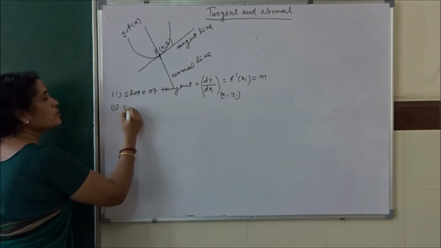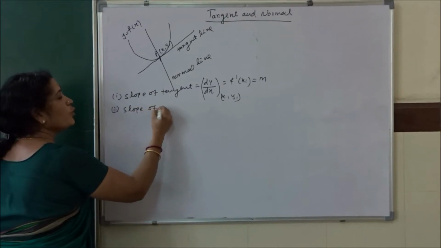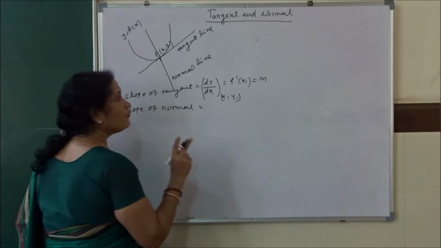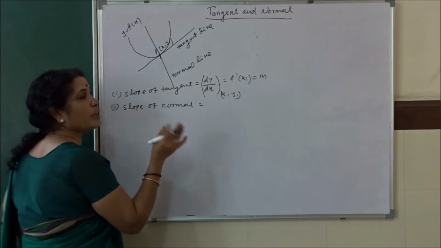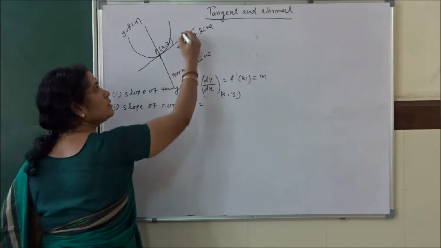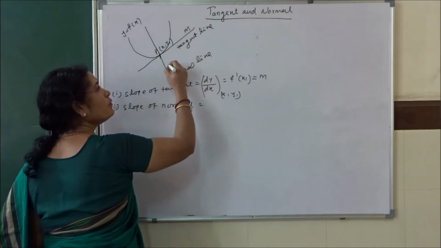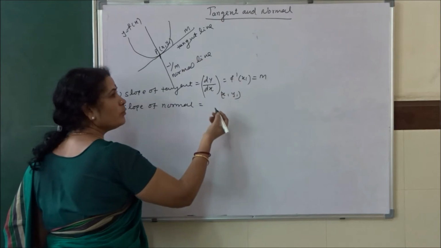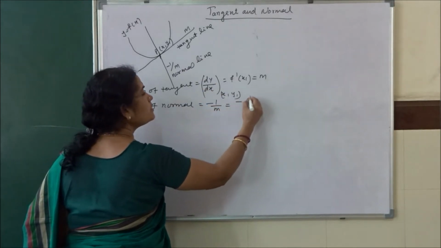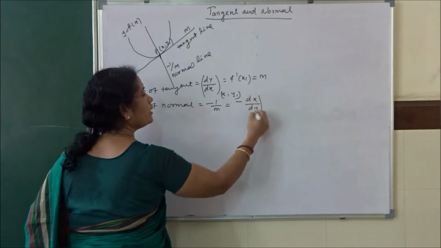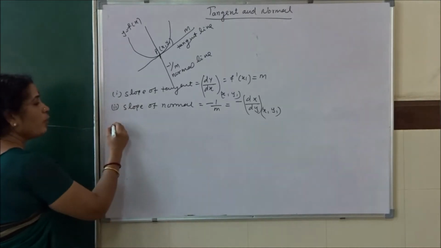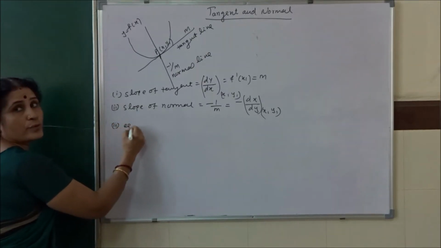Number two. What is slope of normal? You have seen in 11th standard straight line. If two lines are perpendicular, then m1 into m2 equal to -1. So both are perpendicular. This slope is m, and what is slope of this perpendicular line? -1 by m. Through that formula only. So that is -1 upon m, that is equal to minus dx upon dy. At which point? That is (x1, y1). Clear to you? Okay.